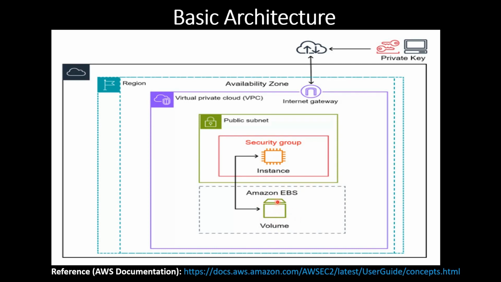The EC2 instance can be accessed using a private key from the local computer. The public key is stored in the EC2 instance. You can connect using the private key with tools like PuTTY. The instance communicates with the internet, with the outside world, using an internet gateway, which is a VPC level component. So this is a basic architecture of an EC2 instance, how it is placed inside the AWS infrastructure.